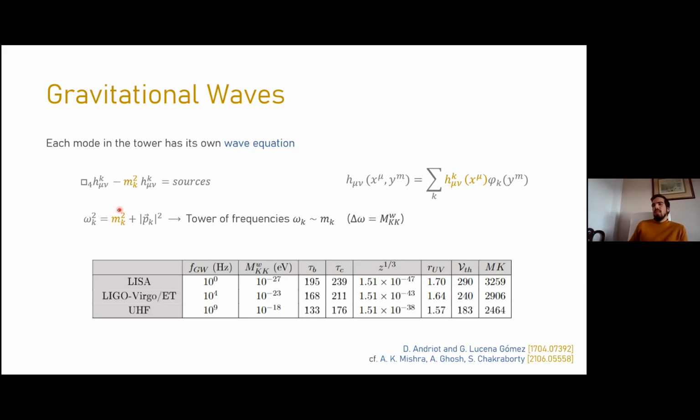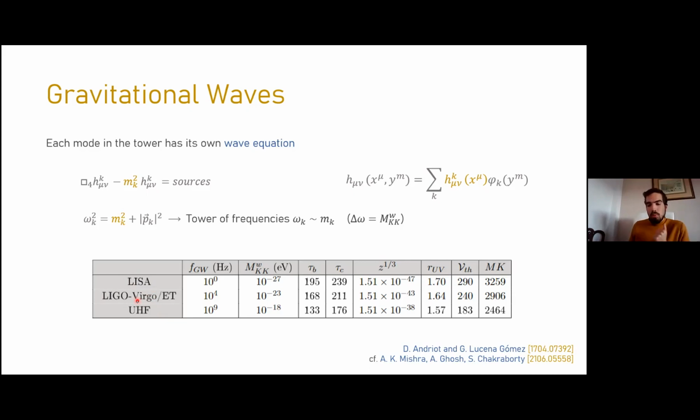However, if you can bring these masses down, you bring the frequencies down, and you can hope to put the new signals into the window which is probed by the current experiments like LIGO and Virgo, or the planned experiments, hopefully in the near future, LISA and the Einstein Telescope, and even some experiments that have been discussed recently that could probe ultra-high frequency gravitational waves. So this is what we did.